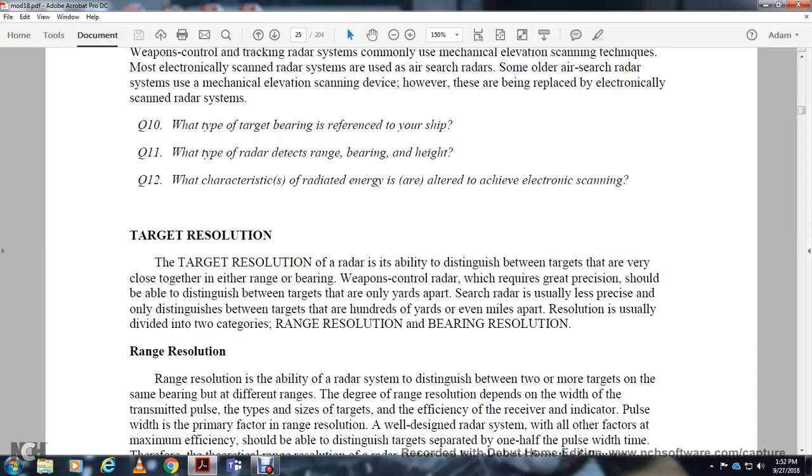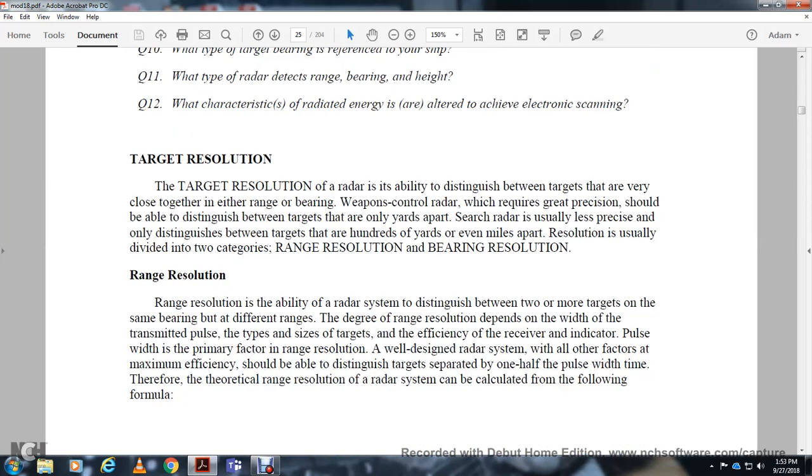Now, target resolution. Target resolution is the ability to distinguish between targets that are very close together in either range or bearing. Weapons control radar is required to have greater precision and should be able to distinguish between targets only yards apart. Search radar is usually less precise, able to distinguish only between targets 100 yards or even miles apart. Resolution is usually divided into two categories: range resolution and bearing resolution.